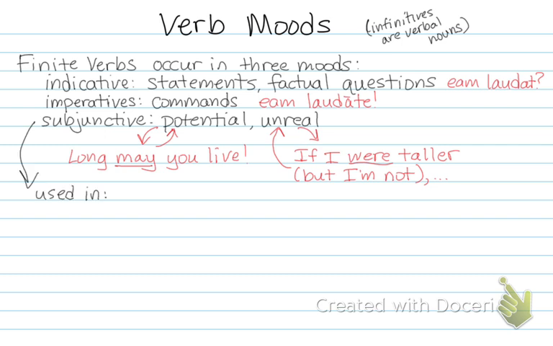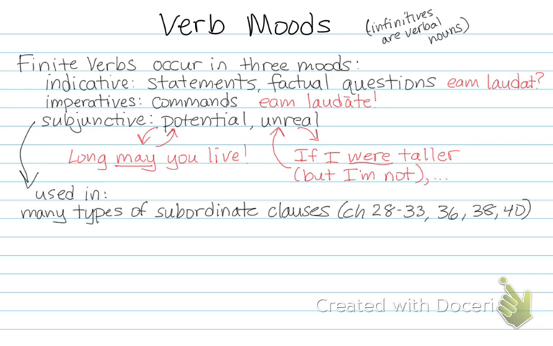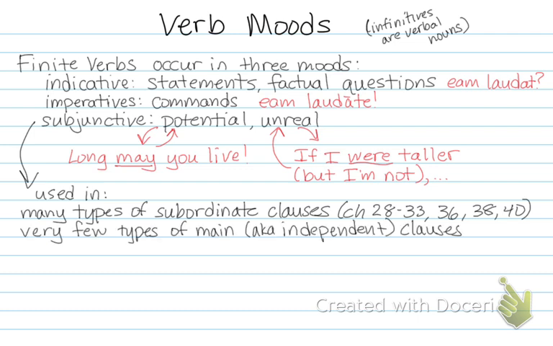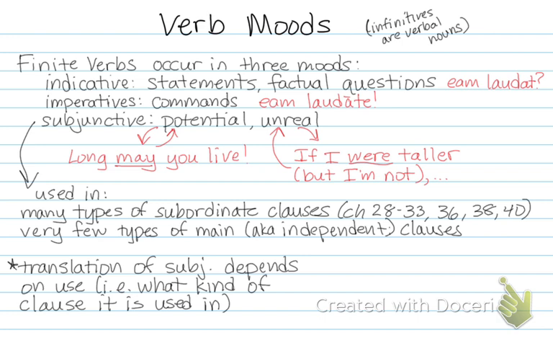so therefore it's not real. So the subjunctive mood is used in a whole lot of different subordinate clauses, and we will be learning those over the next 12 chapters. It's occasionally used in a few types of independent clauses, which means as the main verb in the main clause. We're going to learn one and only one of those, the most common one, in this chapter. The translation of the subjunctive depends on how it is being used in the sentence, so what kind of clause it is used in.